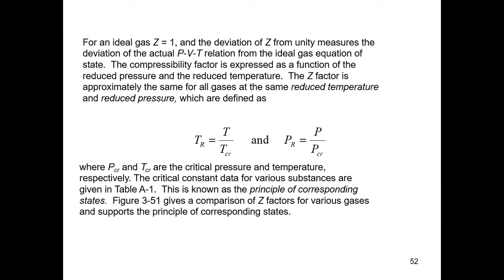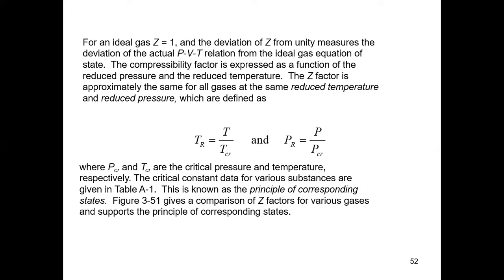The compressibility factor is expressed as a function of the reduced pressure and reduced temperature. The Z factor is approximately the same for all gases at the same reduced temperature and pressure, which are defined as T reduced is equal to actual temperature divided by critical temperature. Similarly, P reduced is equal to P divided by P critical, where Pcr and Tcr are the critical pressure and critical temperature, respectively. The critical constant data for various substances are given in table A1. This is known as the principle of corresponding states.